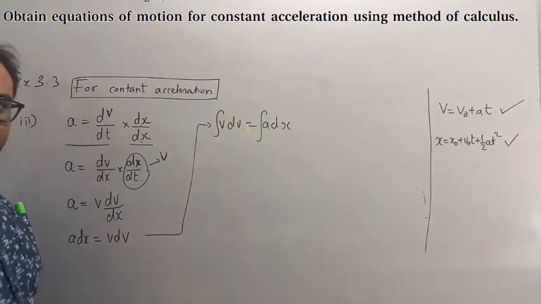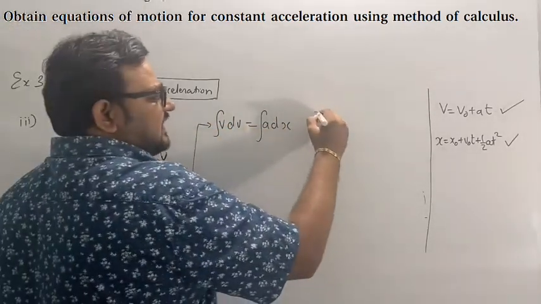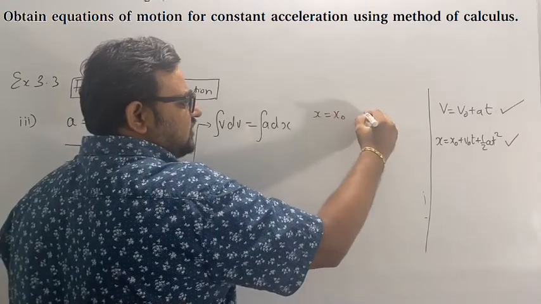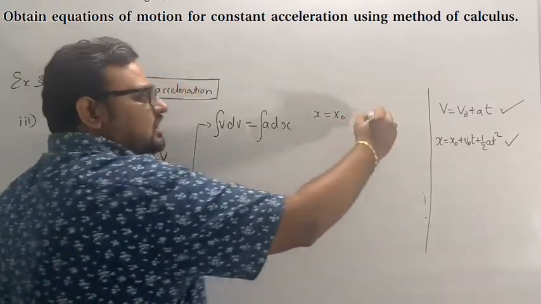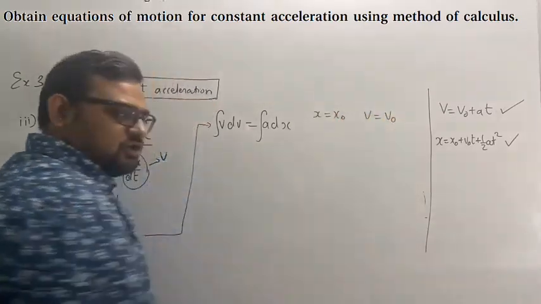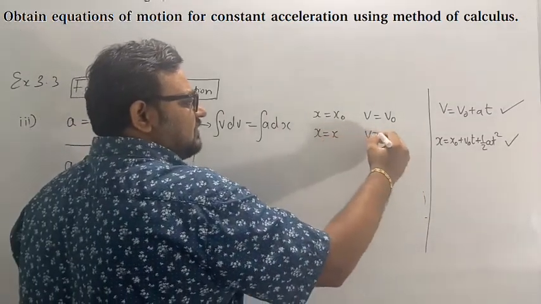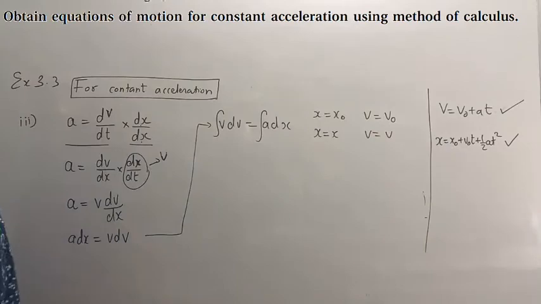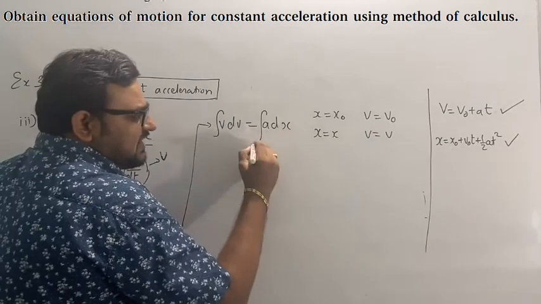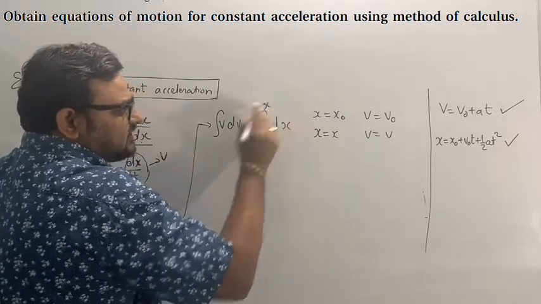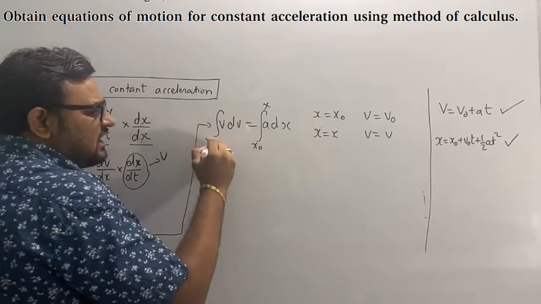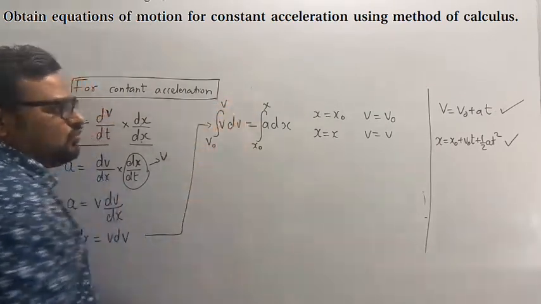Now see, what is the lower limit? Let's take that at x equal to x0, the initial position, velocity will be equal to v0, initial velocity. And at x equal to x, the final velocity let it be v. So here it's dx, I will integrate it from x0 to x. And here it's v dv, I will integrate from v0 to v.